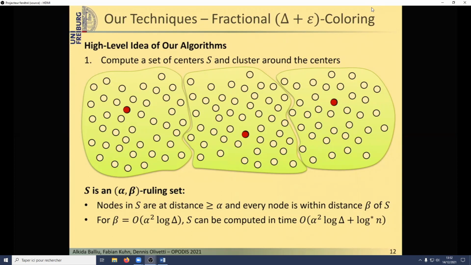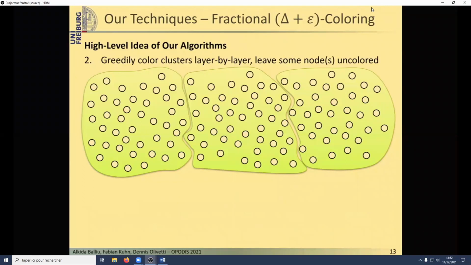So that's the first step. I haven't told you what alpha is, but I'll get to that. But for now, we have these clusters. And now what we do in the cluster is, well, this is also basically what delta coloring algorithms do.